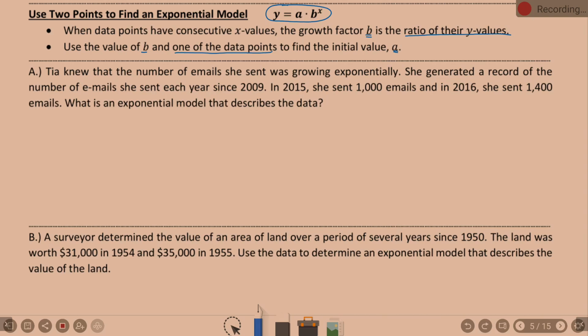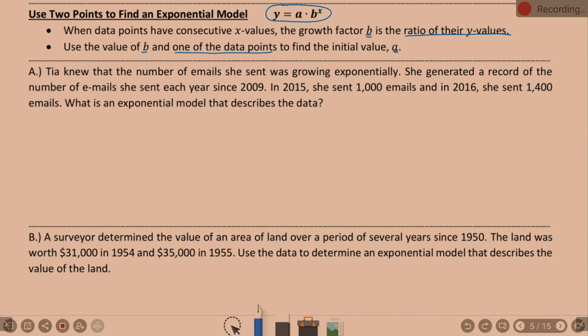Example A. Tia knew that the number of emails she sent was growing exponentially. She generated a record of the number of emails she sent each year since 2009. In 2015, she sent 1,000 emails, and in 2016, she sent 1,400 emails. What is an exponential model that describes the data? That is a lot of emails. I think I sent maybe one email a year.